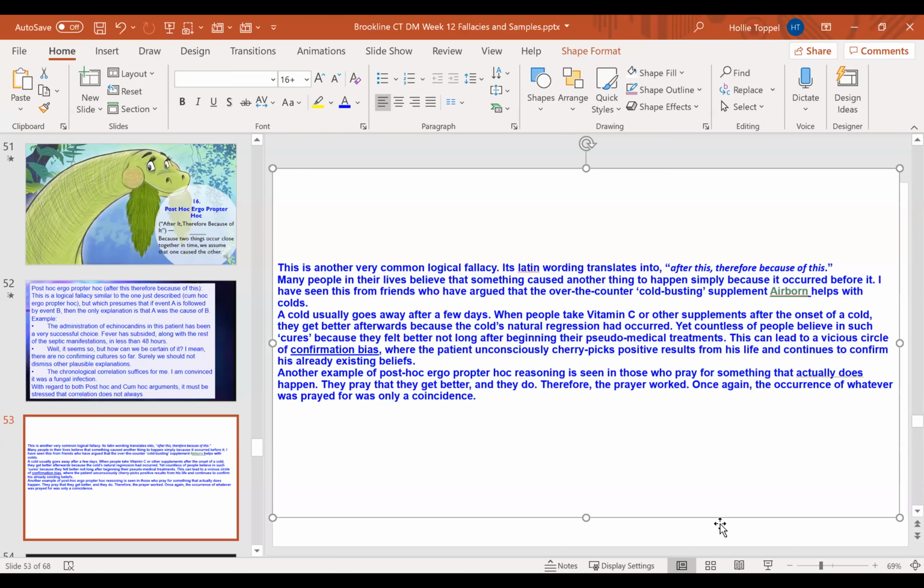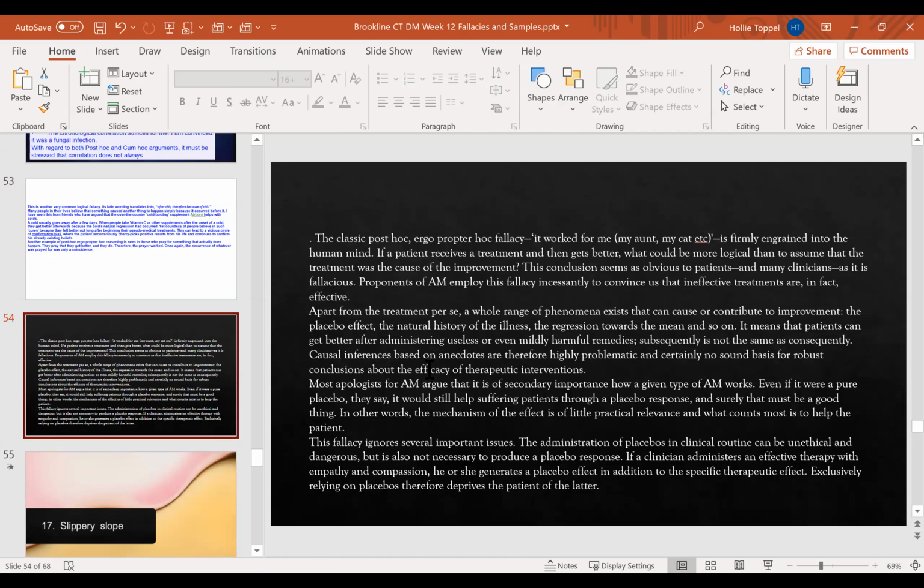So I hope you understand that. So another example of post hoc ergo propter hoc is those who pray for something that actually does happen. Then they believe that they pray will get better and therefore the prayer worked. Once again, it may be only a coincidence. There's no way of proving it. I do believe in praying works, and the way I like to prove that is because the power of thought. So am I in post hoc ergo propter hoc? You could say so, but it's confirmation bias.